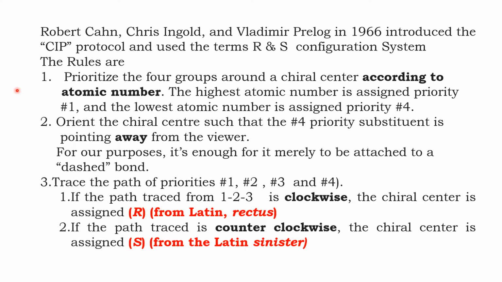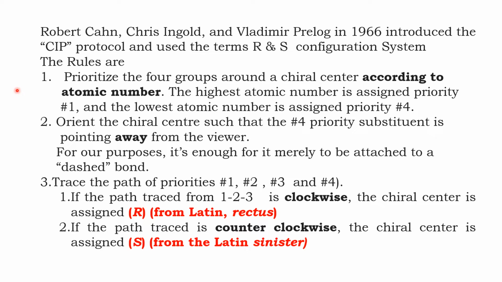So iodine gets the first priority. The second largest atomic number is for bromine, so bromine gets the second priority. The third highest atomic number is for chlorine, so chlorine gets the third priority. And the least atomic number is for fluorine, so fluorine has the last or fourth priority.